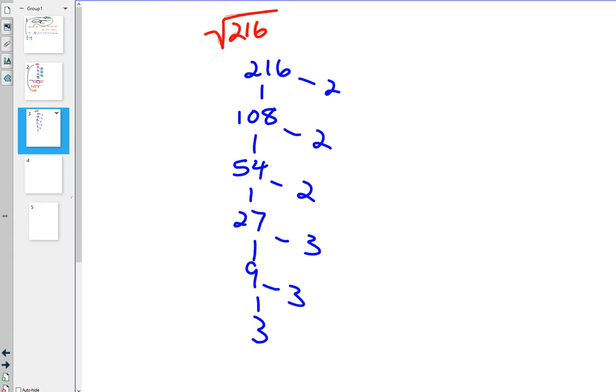So, MEC, what do you think you would get when you multiply 3 times 3 times 3 times 2 times 2 times 2? 72? No, it's not 72. If you put that into your calculator, yes, it's 216, the same number we started with.